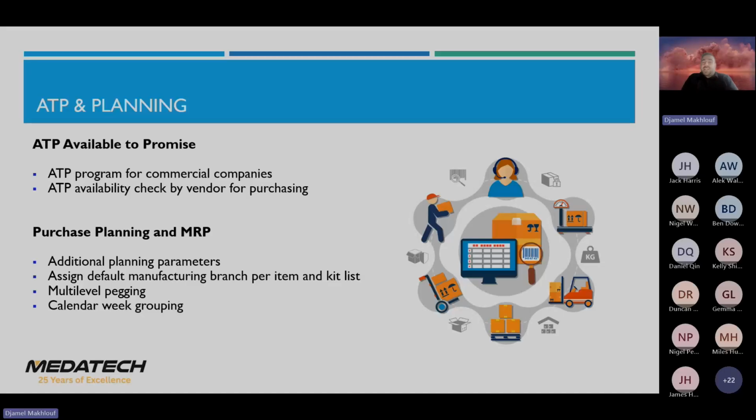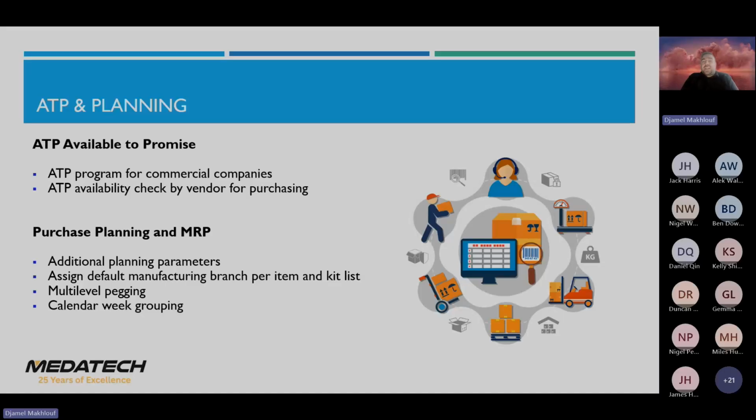The calculation takes into account current stock levels, expected receipts based on purchase orders, vendor lead times, transit times, and inspection times. So for those buy-sell operations, this gives you a great window into what delivery dates you can promise to your customers based on the vendors you have available to you.